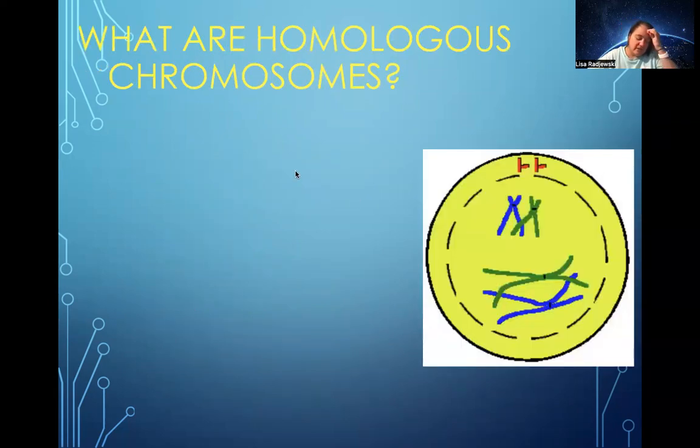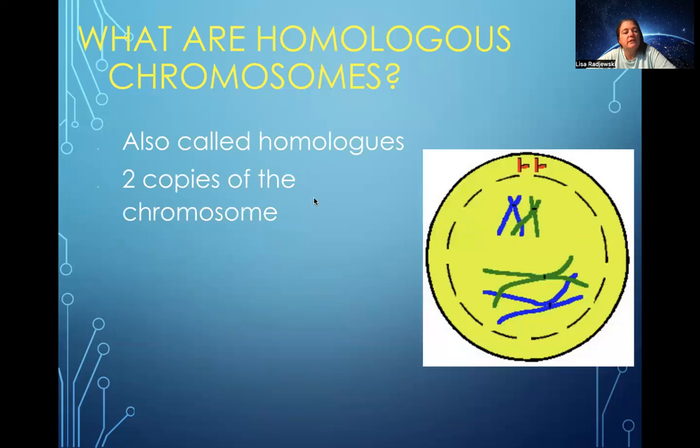All right, there are also chromosomes called homologous chromosomes, also called homologs. I don't test on that, but you might see that on a worksheet. These are chromosomes where you have 2 copies of them. So you see the blue and the green next to each other, and the blue and the green next to each other. Those are homologous chromosomes.